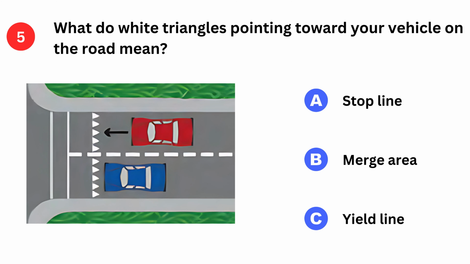What do white triangles pointing toward your vehicle on the road mean? Option A. Stop line. Option B. Merge area. Option C. Yield line.